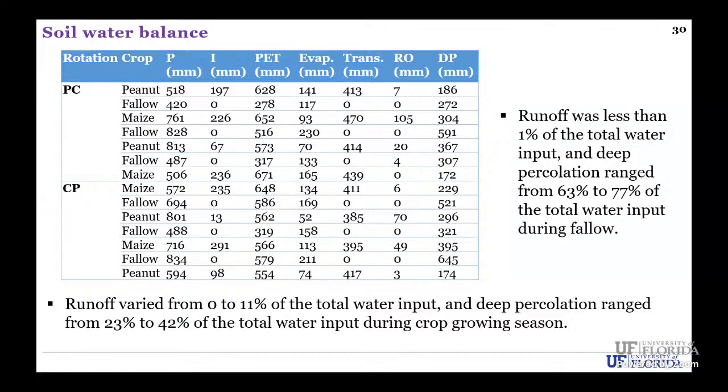This is the soil water balance from the DSSAT. Again, runoff accounted for only 1% of the total water input. But if you remember, when we used the water balance approach, the deep percolation was about 31%. In this DSSAT model, deep percolation ranged about 63 to 77% of the total water input, especially in the fallow period. During the growing season, it ranged from 23 to 42% of the total water input.